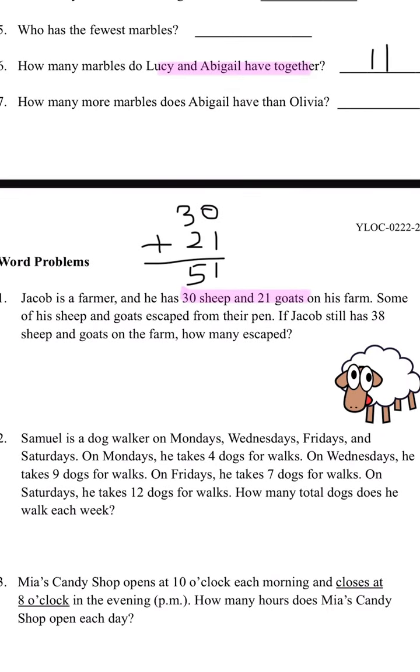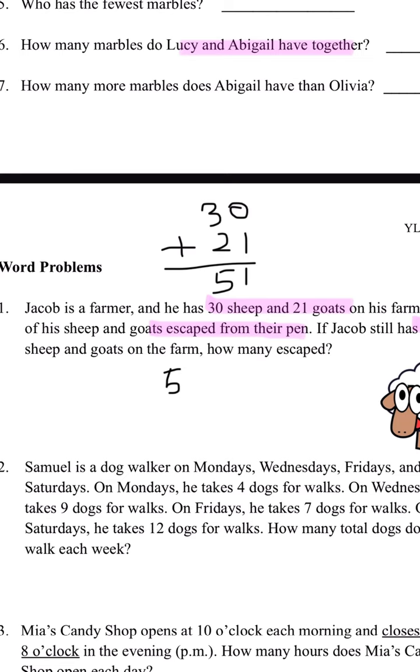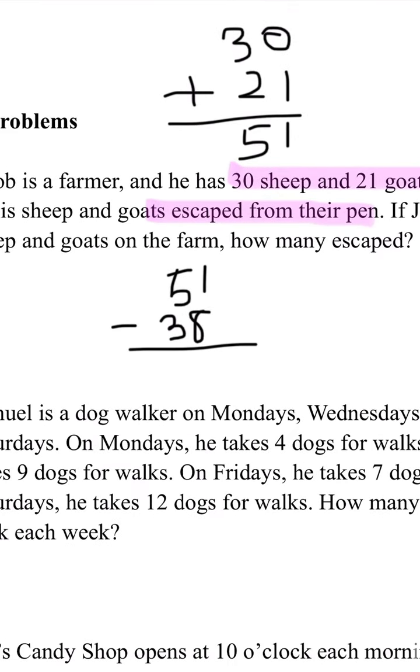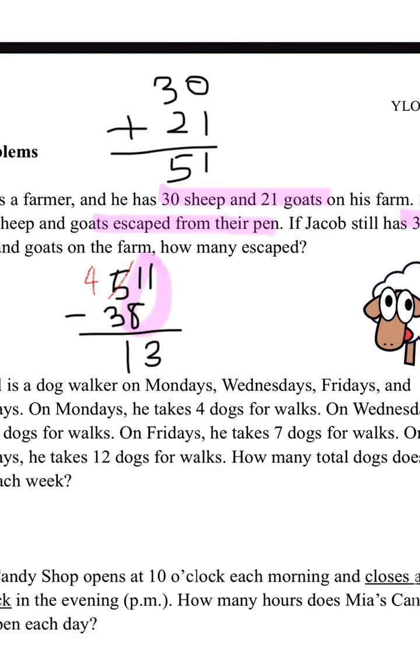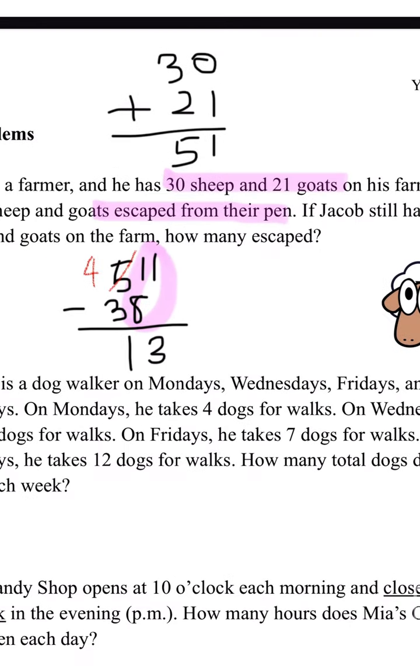And some of them escaped, right? And he still has 38. So we're going to have to do 51 minus 38 to find out how many escaped. Now we can't do 1 minus 8. So we're going to borrow 1 ten from the 5. This would turn into 4. And this number would become 11. And 11 minus 8 is 3. So we put 3. 4 minus 3 is 1. So 13 escaped. Okay, thank you.